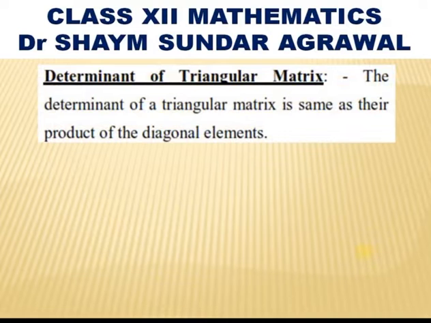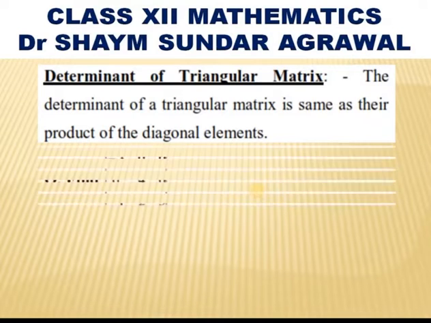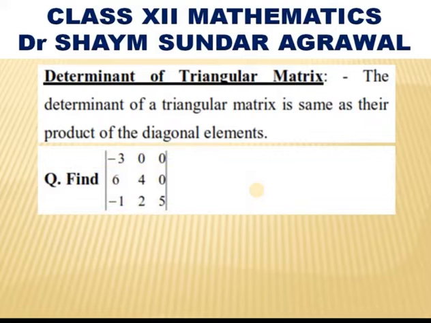So, what is the determinant of a triangular matrix? The determinant of a triangular matrix is the same as the product of its diagonal elements. We are already familiar with what a triangular matrix is. A triangular matrix is either an upper triangular matrix or a lower triangular matrix, where all the elements below the main diagonal are zeros, or all the elements above the main diagonal are zeros. Here all the elements above the main diagonal are zeros.